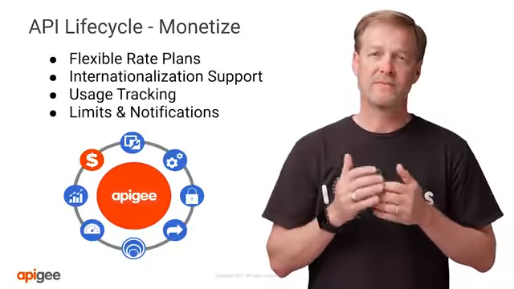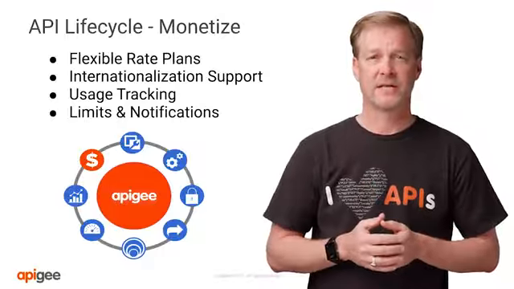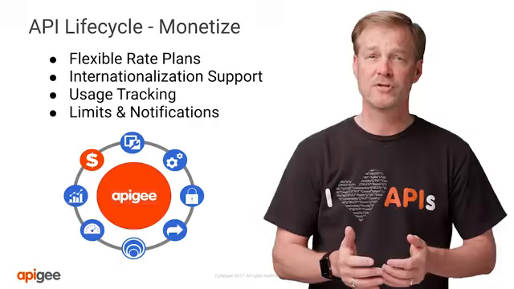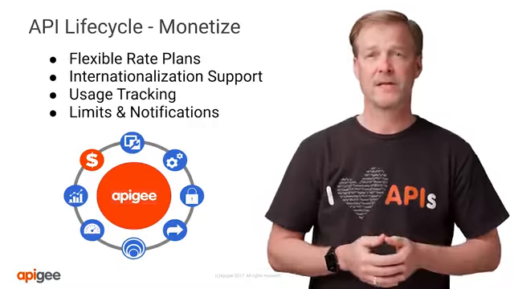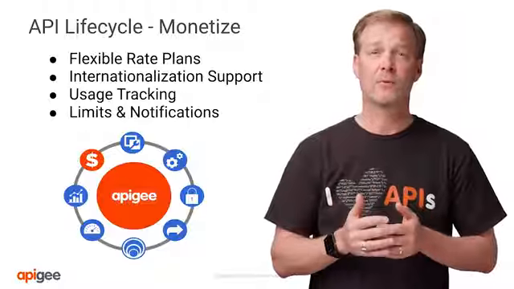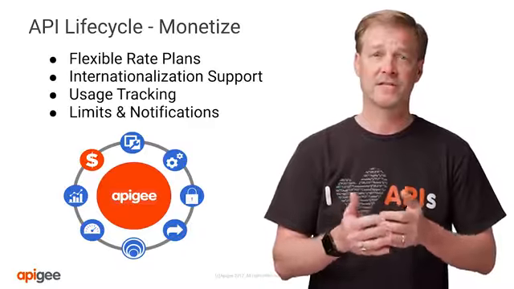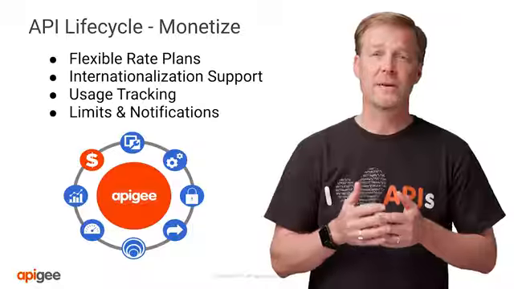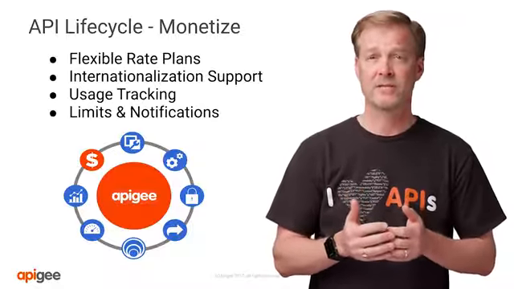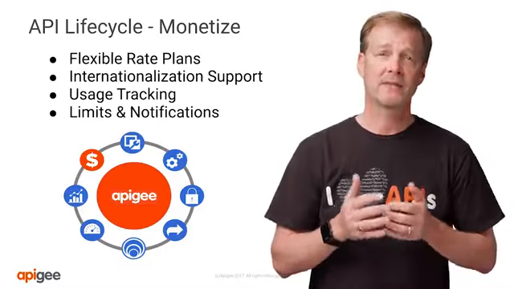So now we've come to the final phase, monetize, giving companies the ability to set up flexible rate plans for revenue share, fee-based, or freemium-based models. This plan information is integrated into your API portal for developers to understand and sign up. Further, the Apigee platform helps ensure that API plans have payment processing integration, billing management, and the ability to report on usage as necessary.